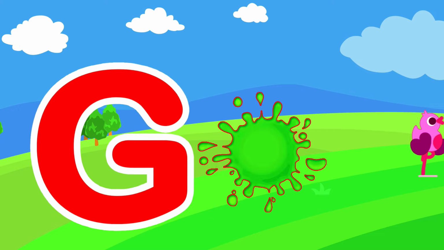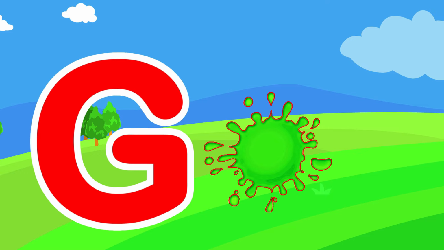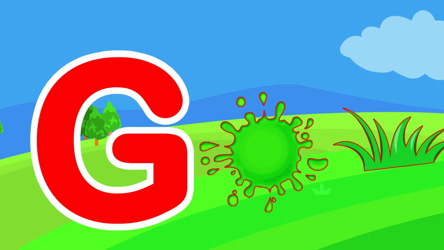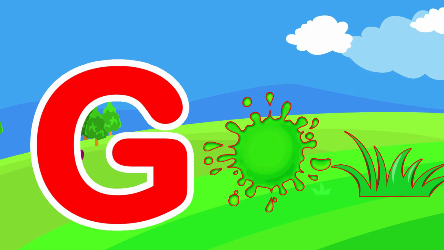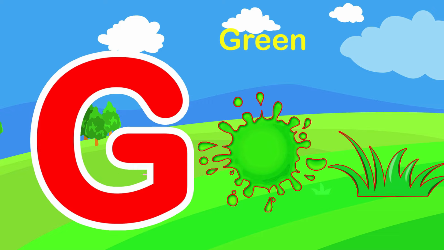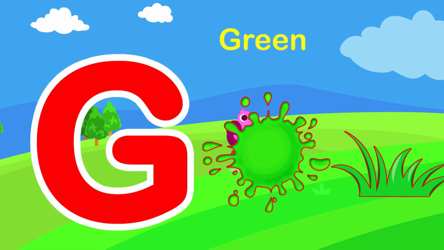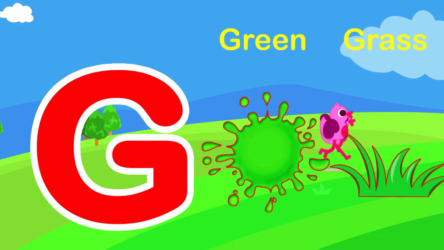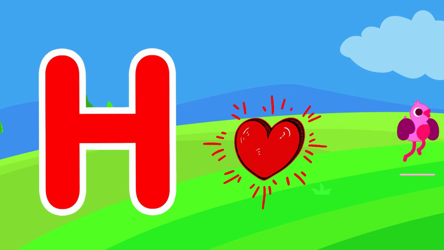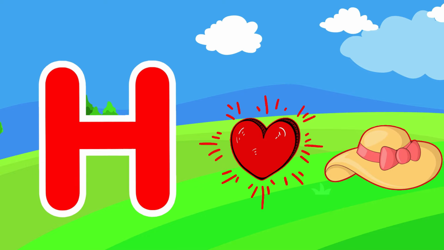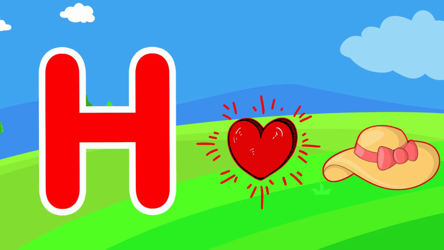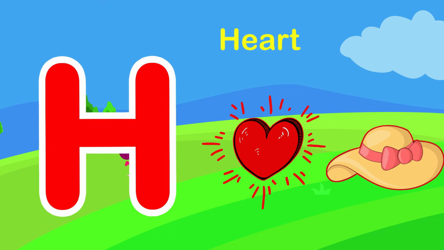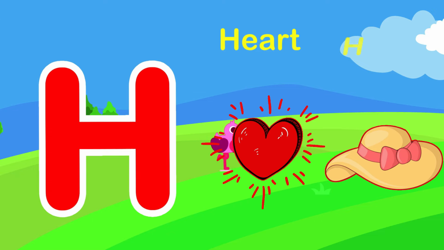G is for green, g, g, green. G is for grass, g, g, grass. G is for g, g, g, g, green. G is for g, g, g, g, grass. H is for heart, ha, ha, heart. H is for hat, ha, ha, hat. H is for ha, ha, ha, ha, heart. H is for ha, ha, ha, ha, hat.